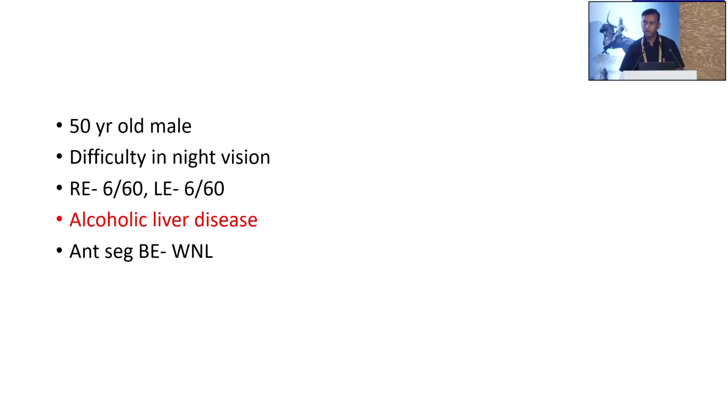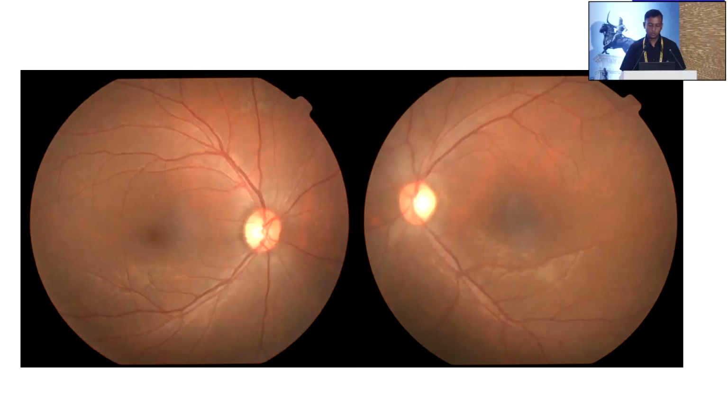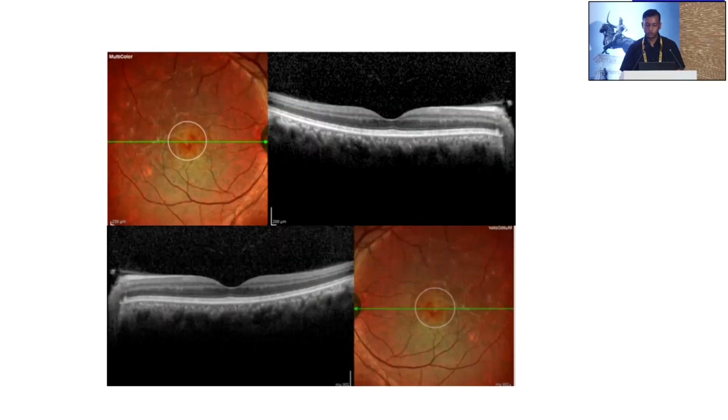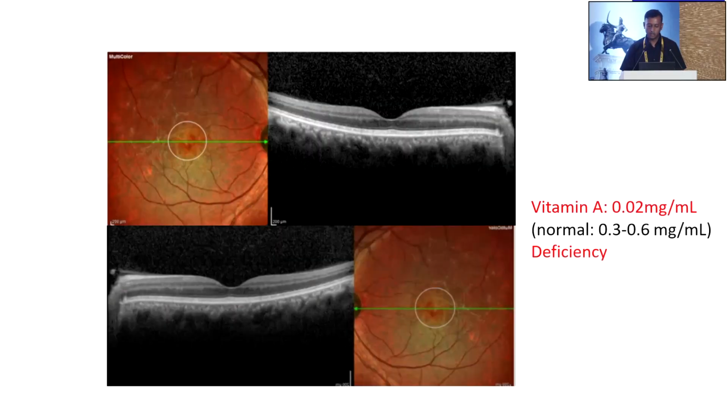So a 50-year-old male presenting with a night vision problem. Again, we know that only the rods are hampered. And to add to that, alcoholic liver disease, so liver metabolism; rod photoreceptors are involved in liver metabolism. Vision, fundus photo totally normal, OCT normal. But if we do the liver function test, vitamin A is severely deficient. So this patient had vitamin A deficiency, which was impacting the rod photoreceptors.